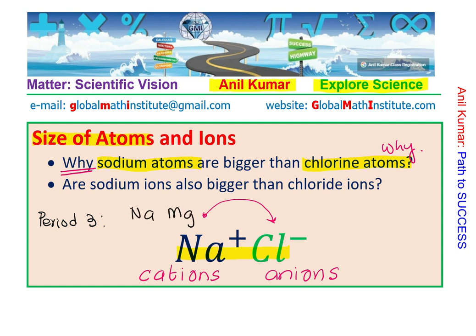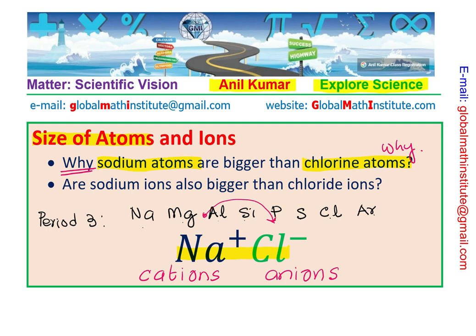then we have magnesium, Mg, and we have aluminum, silicon, phosphorus, sulfur, and then we have chlorine and the noble gas argon. So you see there are 8 elements in period 3: 1, 2, 3, 4, 5, 6, 7, 8. Now, as we move from left to right, what happens to the size? Well, as we move from left to right, the size of these atoms decreases.